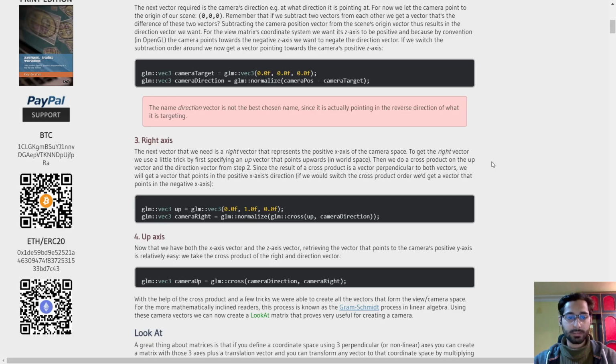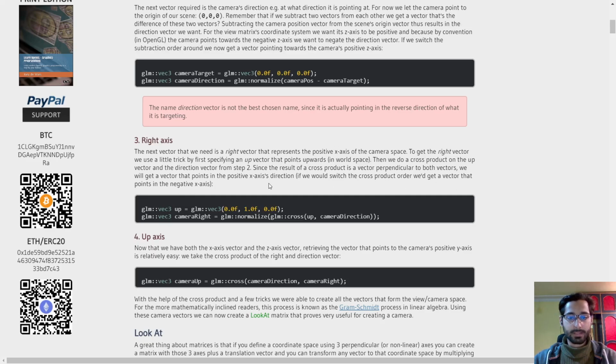To get the right vector, we use a little trick by first specifying an up vector that points upwards in world space. Then we do a cross product on the up vector and the direction vector from step 2. Since the result of a cross product is a vector perpendicular to both vectors, we will get a vector that points in the positive x-axis's direction.